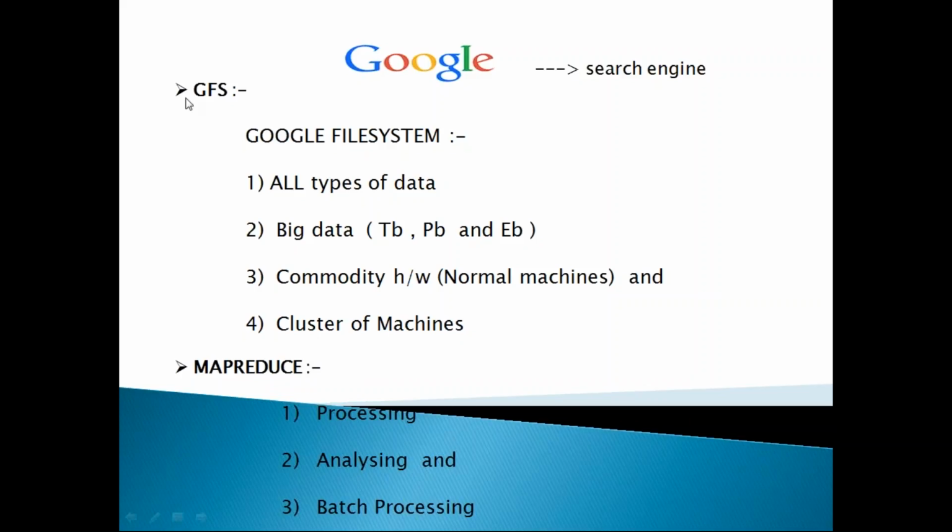So GFS is used for storage, and MapReduce is used for processing or analysis of data and doing batch processing. Batch processing means parallel processing. If you have the data on multiple machines, like 10 machines, the single data is spread over 10 machines, so parallelly it will retrieve the data from those machines. It will not process on one machine, then another machine, then another. No, it's not like that. It will process the data on all the machines in parallel and produce the output.